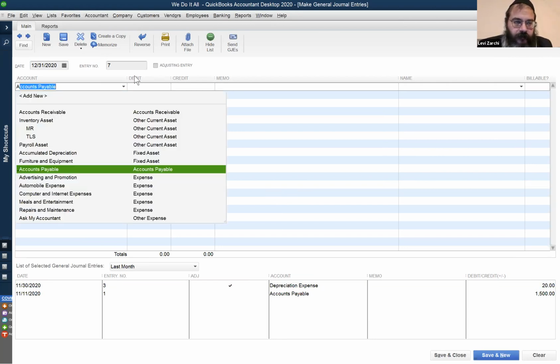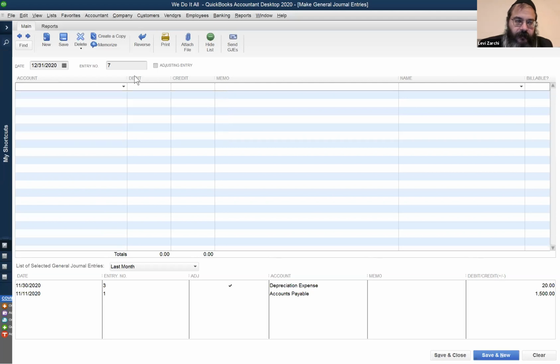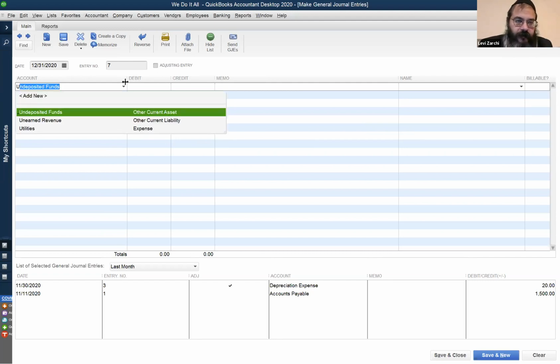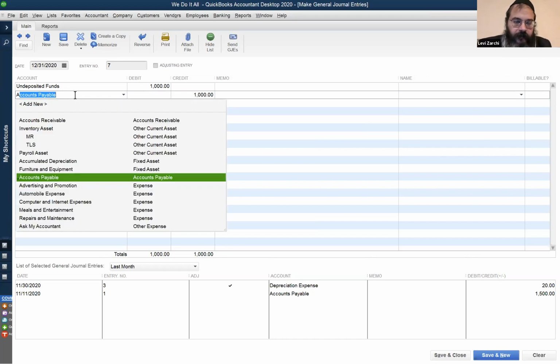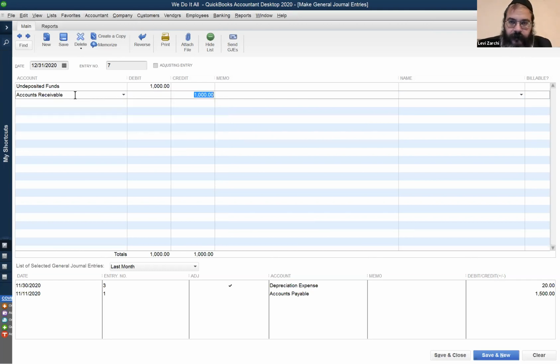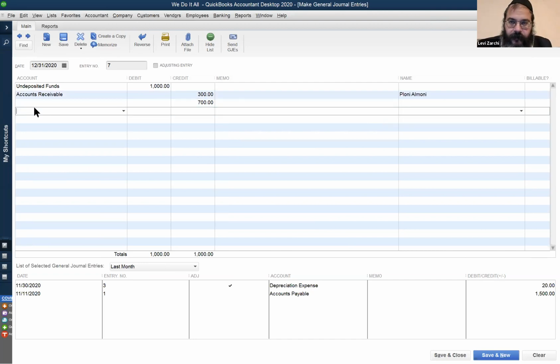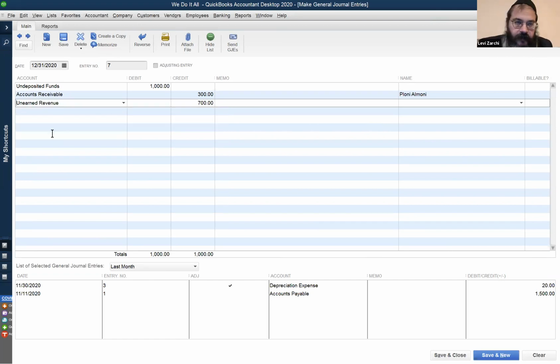If I would have done accounts receivable, let's start with the full number. That's always easier to do. $1,000. We would either put it into undeposited funds, which is another asset, $1,000, and we break it up. We say accounts receivable was $300 for Poloni Amoni. Unearned revenue would have been $700. This is how you would have done it, and they both balance out to $1,000.